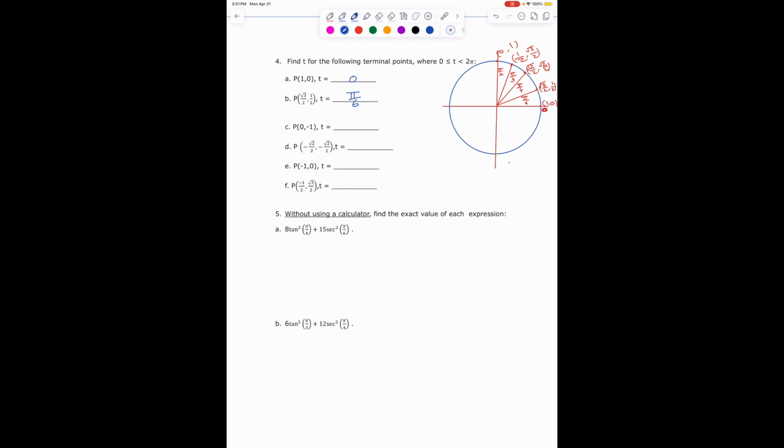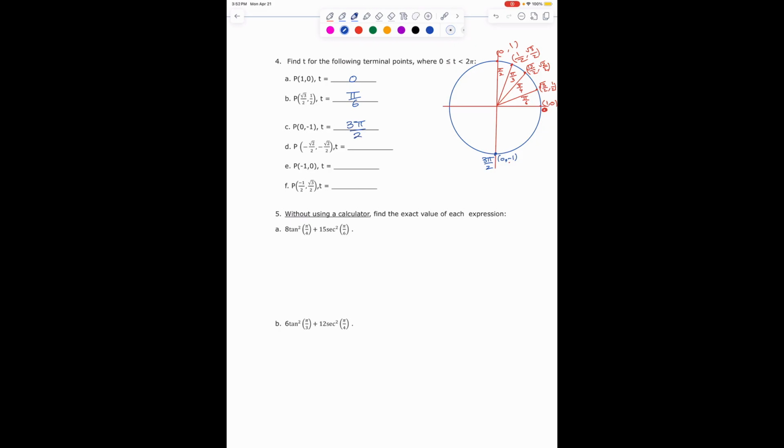The third point is 0 and -1. 0 and -1 is right here. As you can see here, we have pi over 2, and this angle is basically 1 pi away from that angle. So if we add 1 pi to pi over 2, we will get this angle. So if we do that, we get 3 pi over 2. So this is 3 pi over 2.